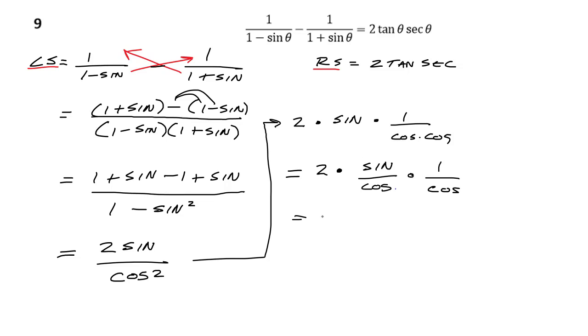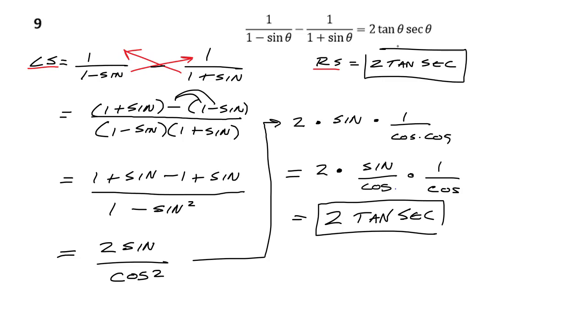All right, so what do we really have? 2 times, what's sine times 1 over cos? Sine divided by cos is tan. So 2 times tan. And what's 1 over cos? Isn't that secant? There you go. It's the same as this. Some of you might say, well, what if I didn't do that? All right, so I've proven they're the same.